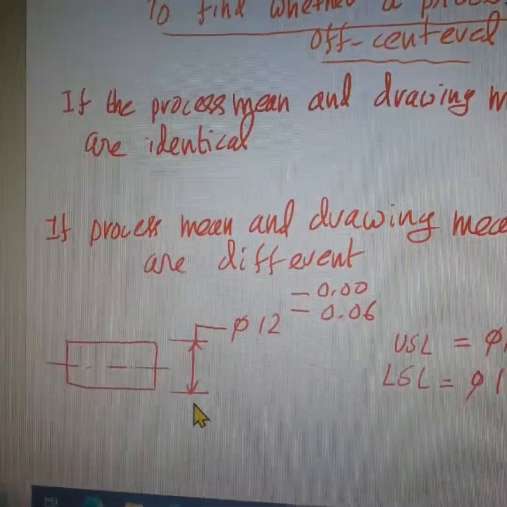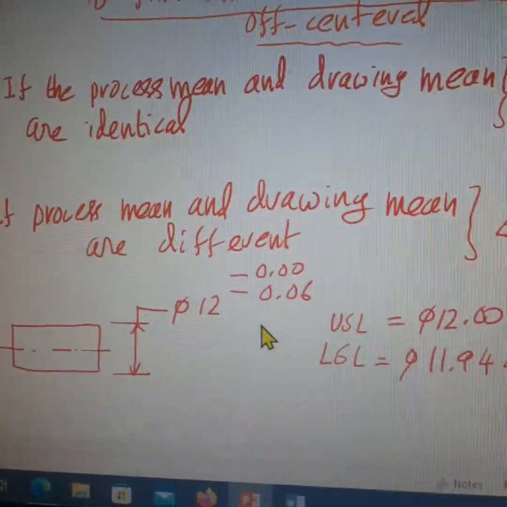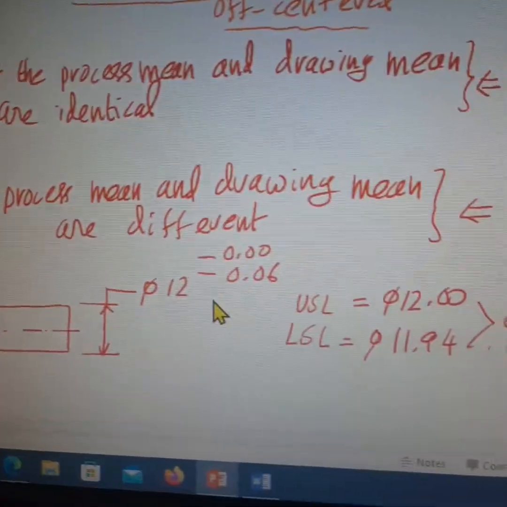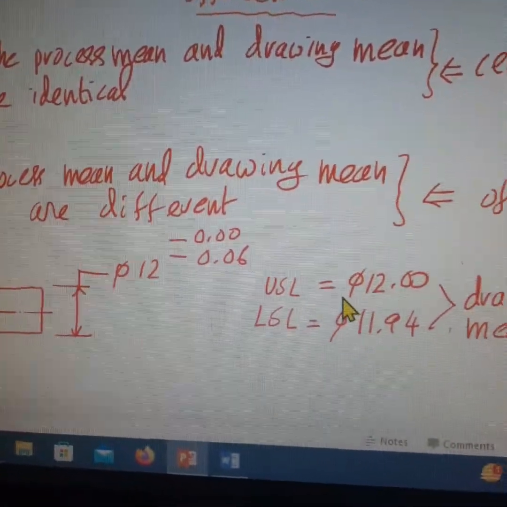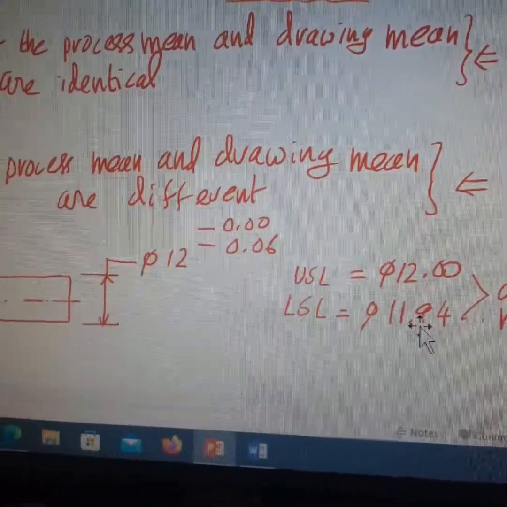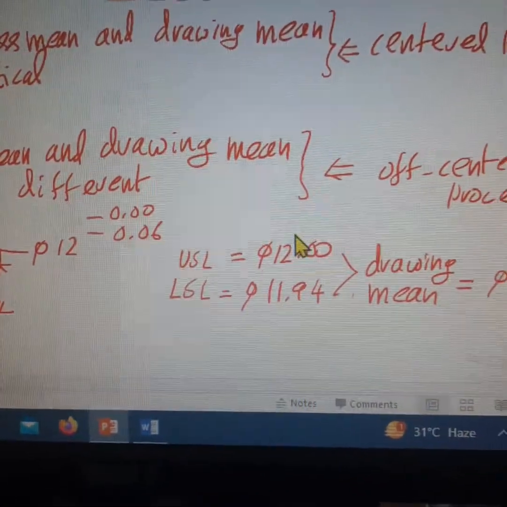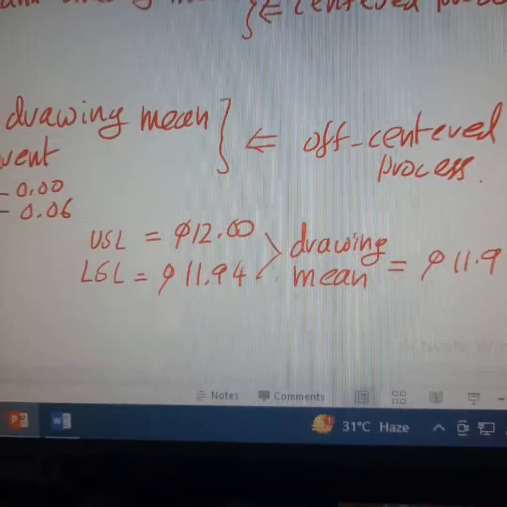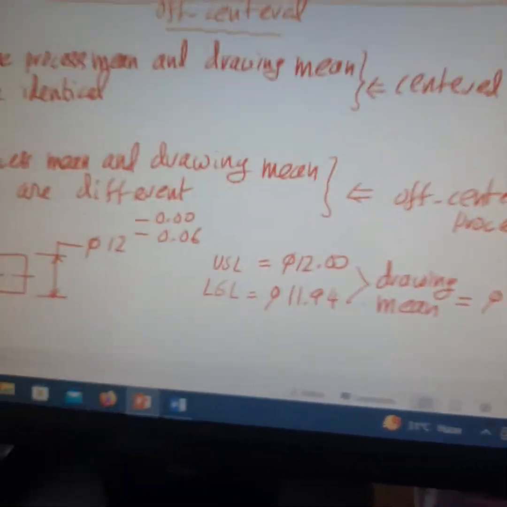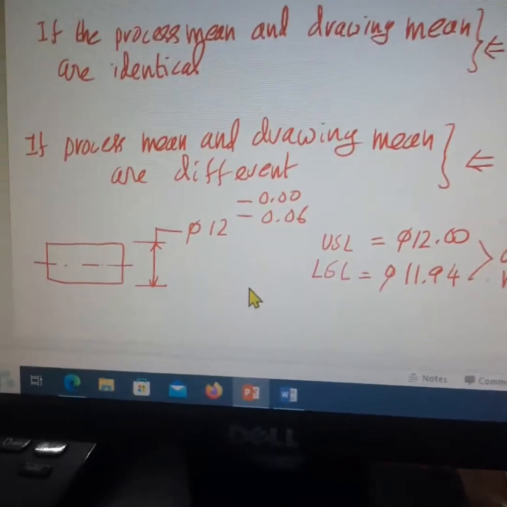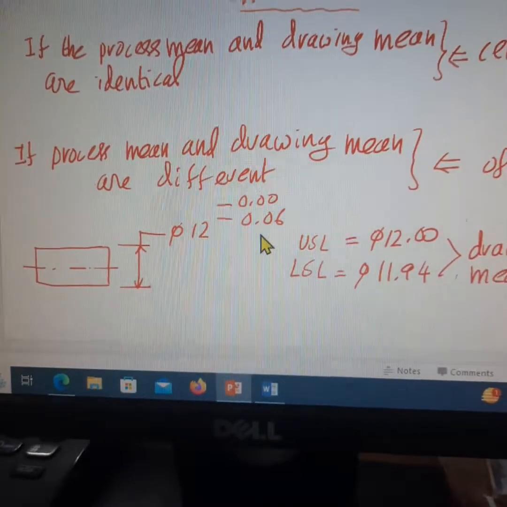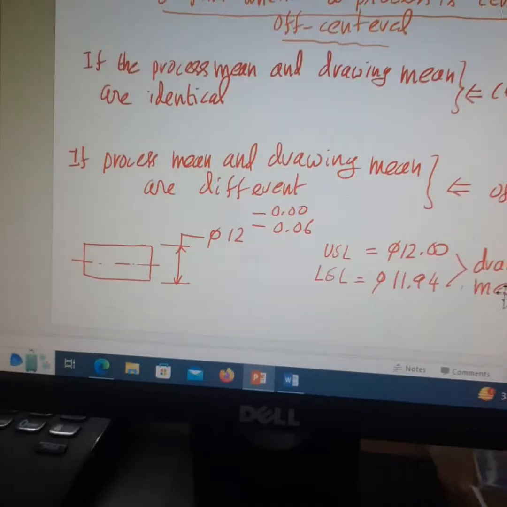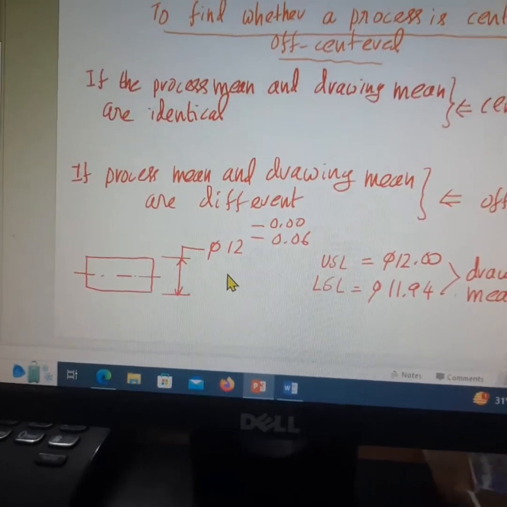The component has an upper value of 12 and a lower limit of 11.94. So the upper specification limit is 12 and the lower specification limit is 11.94. What is the mean of these two? What is the middle value? The middle of these two is 11.97. So this is the drawing mean. For this example, the drawing mean is 11.97. What is the process mean we have arrived at from the process capability study?